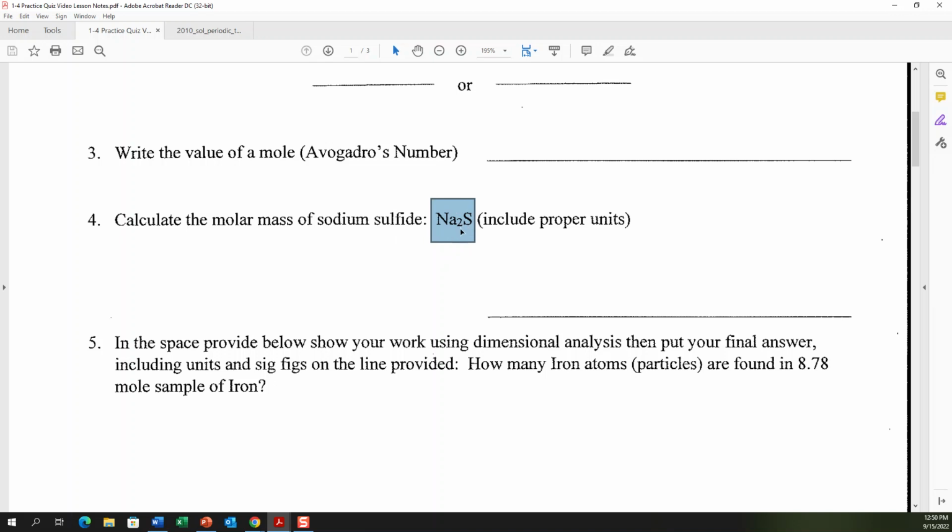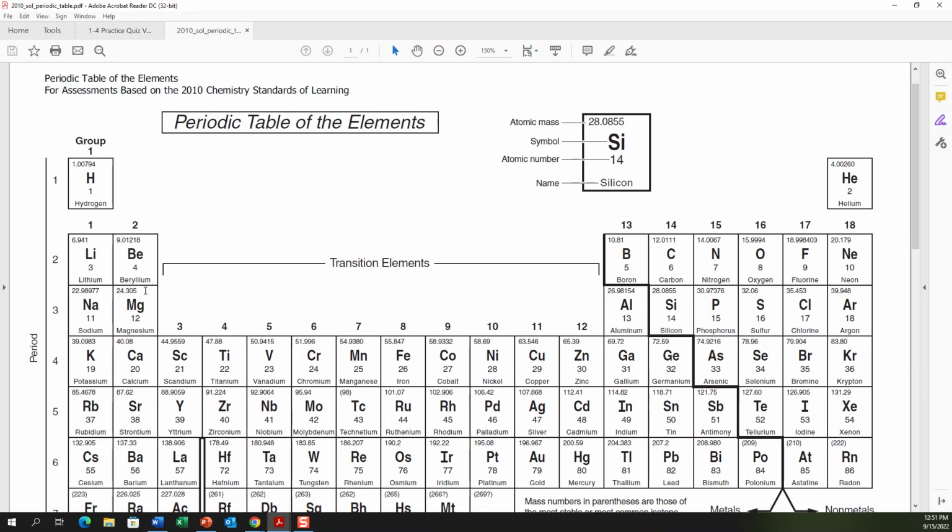The way to interpret this is you have 2 sodiums, 2 Na's, and 1 sulfur. And you're going to have to reference your periodic table. If we find Na on our periodic table, we have 22.99. Remember, we're going to round to 2 decimal places, so this number rounds to 22.99. And then if we find sulfur, we have 32.06.